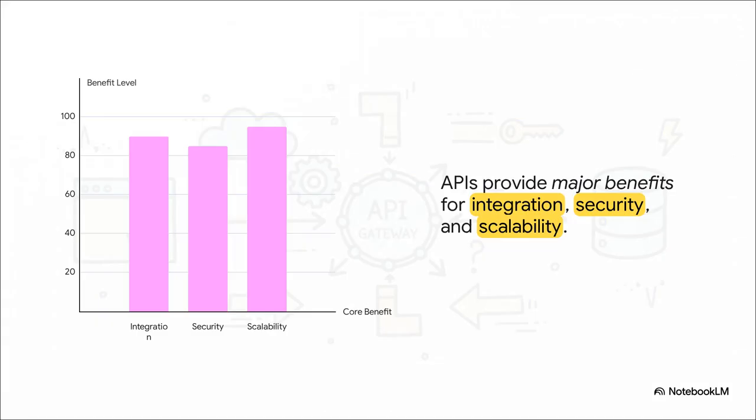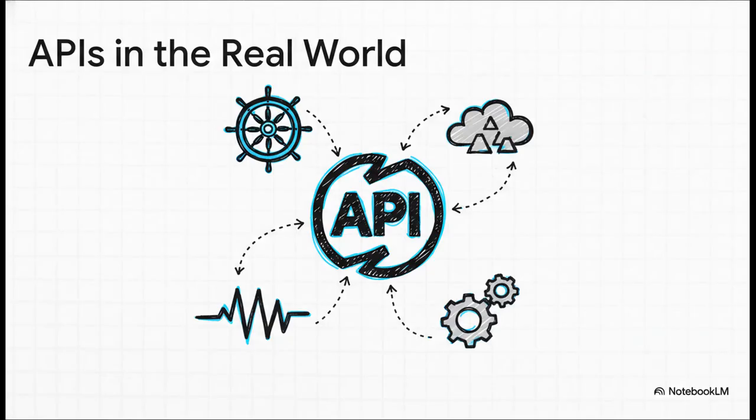That's it. And being that gatekeeper gives us three huge benefits. You can see them here on the chart. First, integration. APIs let totally different systems connect and work together. Second, security. Remember, they hide the kitchen, protecting a company's valuable internal systems from the outside world. And third, scalability. This is a big one. It means different teams can build their own separate services, and as long as they all talk to the same API, everything just works.